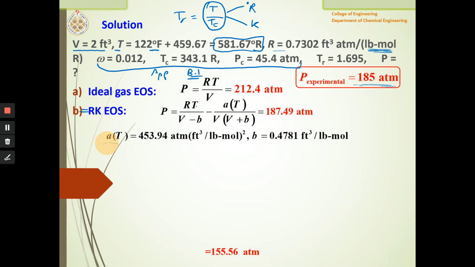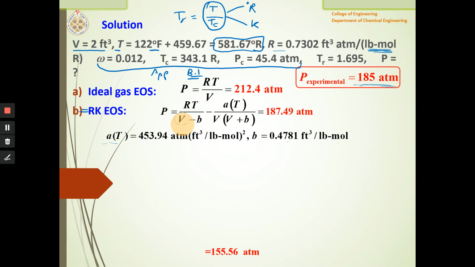Temperature is 581.67. The volume itself, now here is very important. That volume here is a specific volume. You can see the unit of B, it's 0.4781 cubic feet per pound mole. In other words, that's B per mole. So V is supposed to be specific volume. Of course, in this question, you are lucky that the number of moles is 1 pound mole, and it will not matter whether you put 2 cubic feet or 2 cubic feet per pound mole. But it will be a big mistake if the number of moles was not 1, as it will highly affect your final answer. So that V is a specific volume.